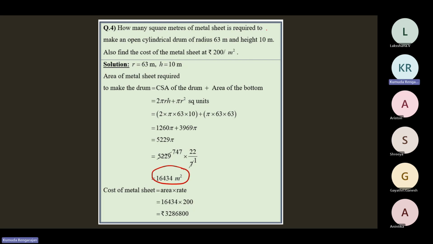Now the cost, 1 meter square, 200 rupees. So many meters square, how many rupees? So it will be into 200.